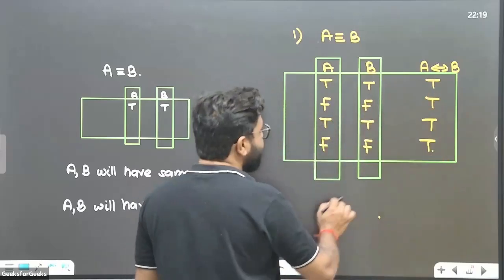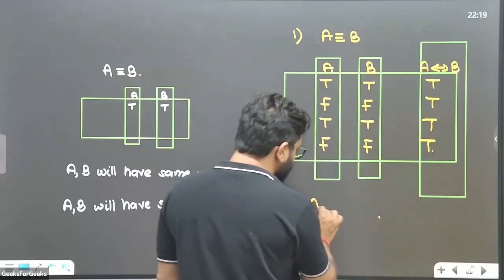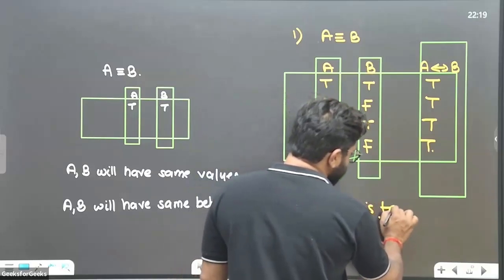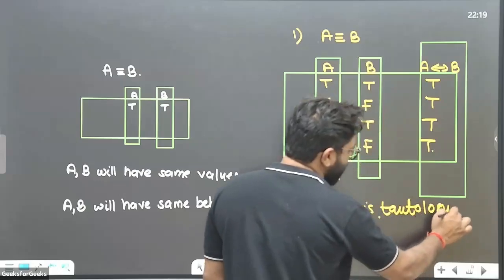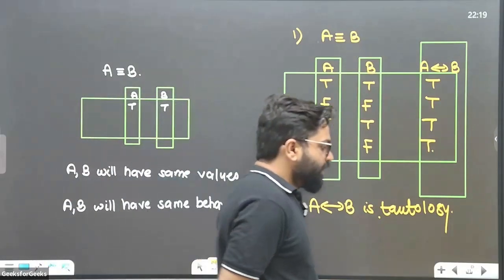So if at any point all the instances you are getting are true, then that expression is called what? A tautology. Simple, understood? Yes or no? Yes, sir.